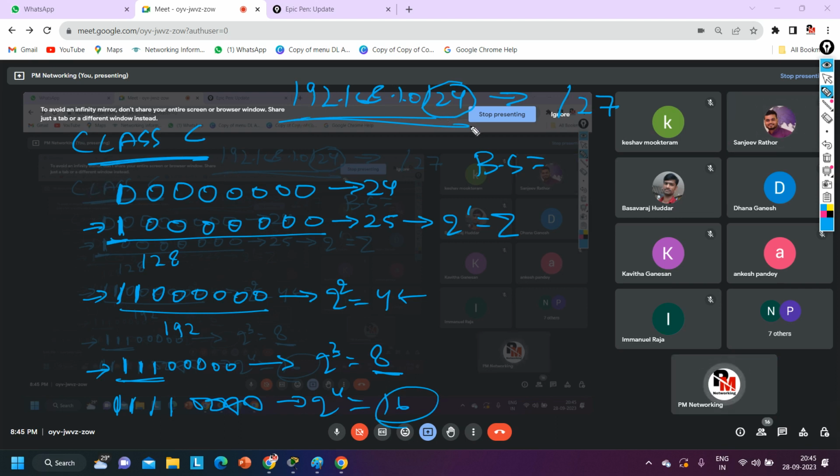A class C network that needs to borrow network bits will start from the 15th bit and set it to 1. For class C, how many network bits are there by default? 16. So the first borrowed bit will be the 17th bit, then 17, 18, 19. For class A, it is the 9th bit, 10th bit, 11th bit, like this.